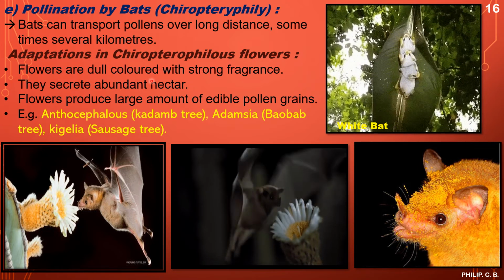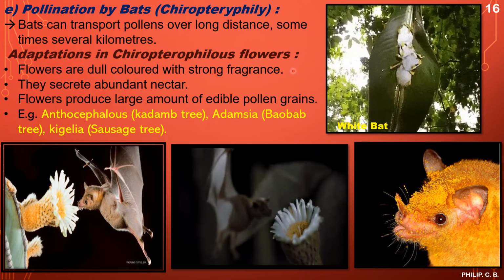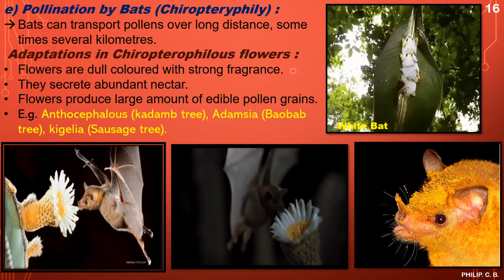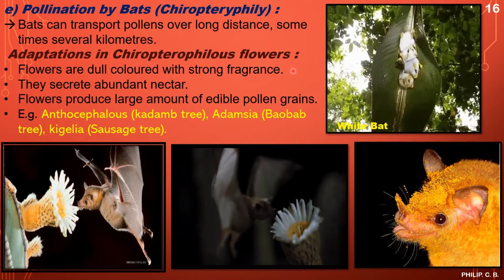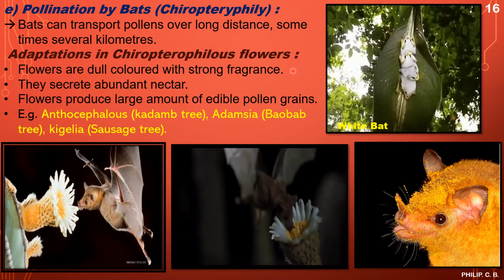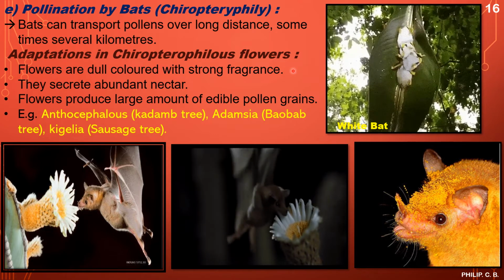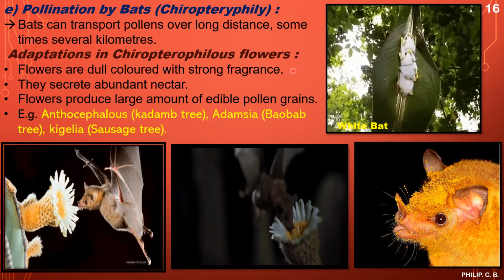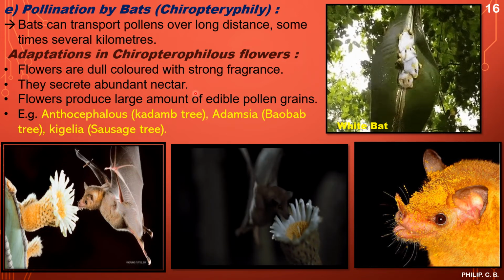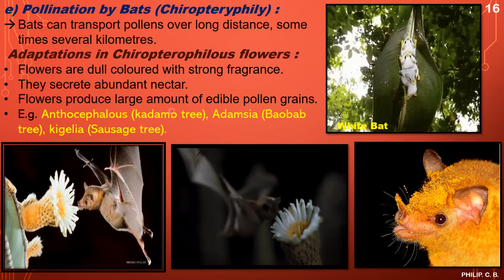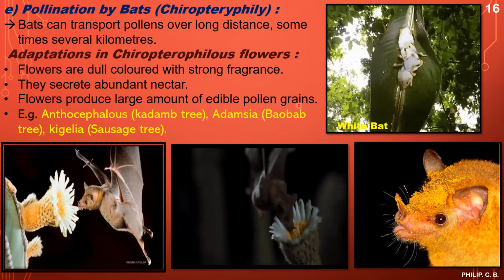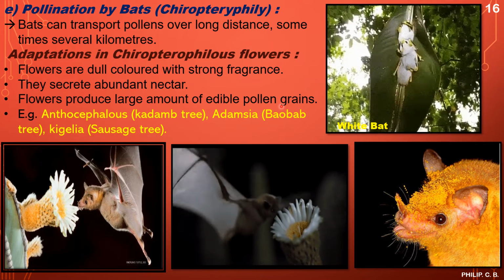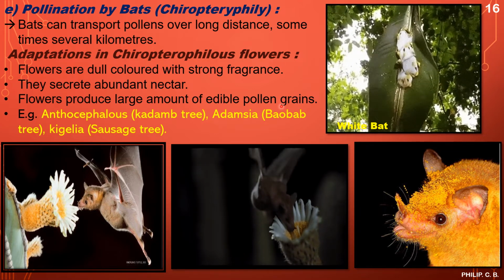Flowers are dull colored with strong fragrance, because again the sight or vision is less, so the color is usually dull, but the fragrance is very strong. And to add an additional point, the odor is usually a very bad odor, which is why the bats get attracted to the fragrance. They secrete abundant nectar. Flowers produce a large amount of edible pollen grains, so that's why bats pollinate these plants, where the nectar is in more amount and the pollen grains can also be consumed.